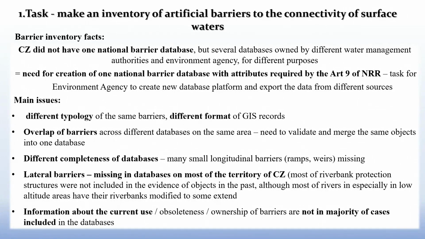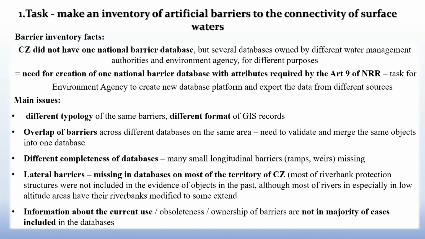So the first task is to make an inventory of artificial barriers, and the fact was that the Czech Republic didn't have one national barrier database, but we've got several databases owned by different water management authorities and the environment agency. So there is a strong need for the creation of one national barrier database with attributes required by Article 9. And this was the task for the Environment Agency to create this database.